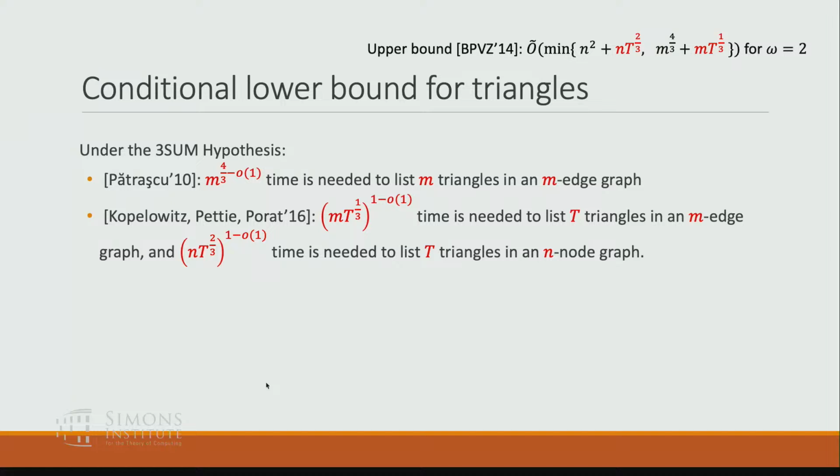And now we know that under the three-sum hypothesis, this m times t to the 1/3 time is needed to list t triangles in an m-edge graph, and n times t to the 2/3 time is needed to list t triangles in an n-node graph. So the red parts are also optimal.